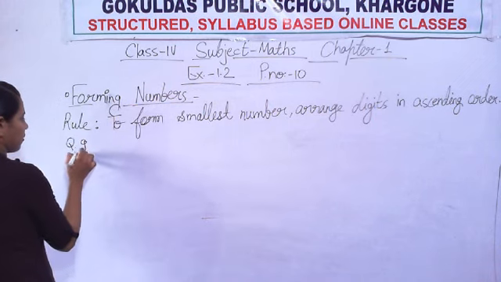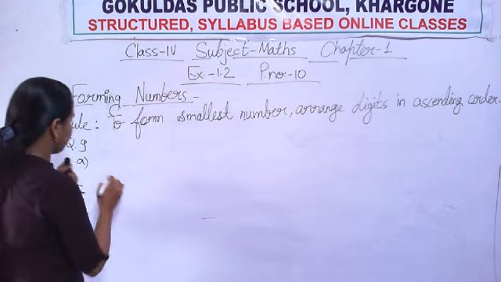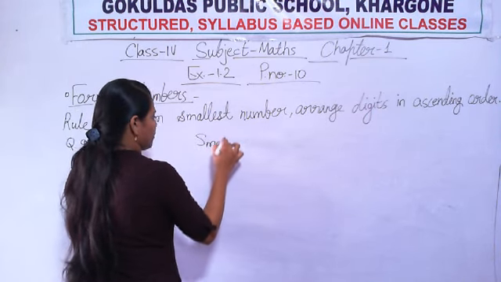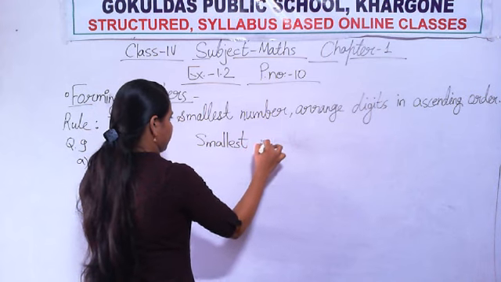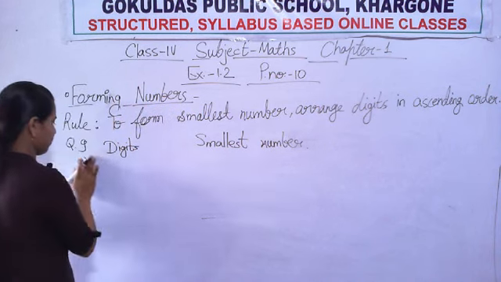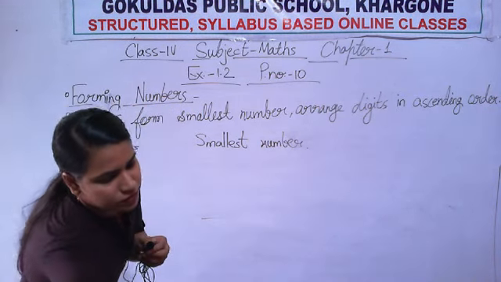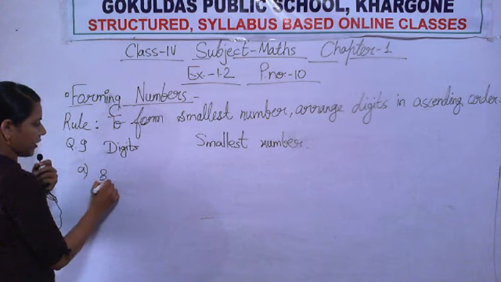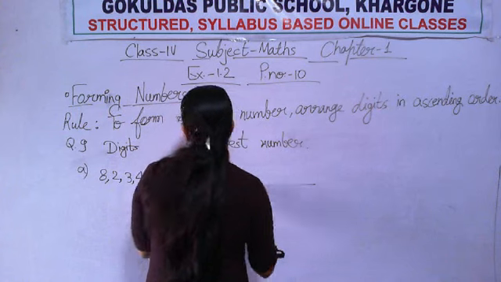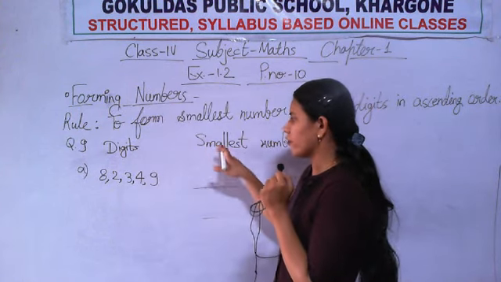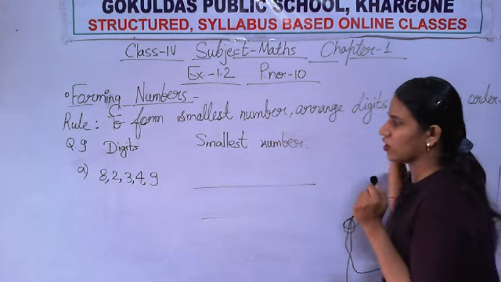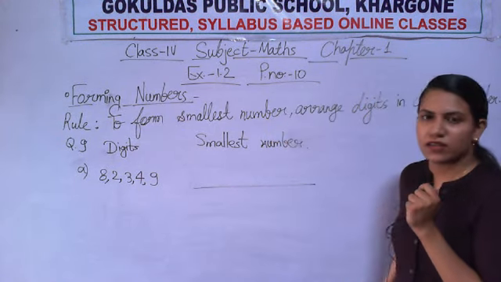Okay, question number 9, A. The digits are given, and we need the smallest number. 4, 9. These 5 digits are given and you have to make a smallest number. So to form a smallest number, arrange digits in ascending order. So in ascending order, how do you arrange the numbers?